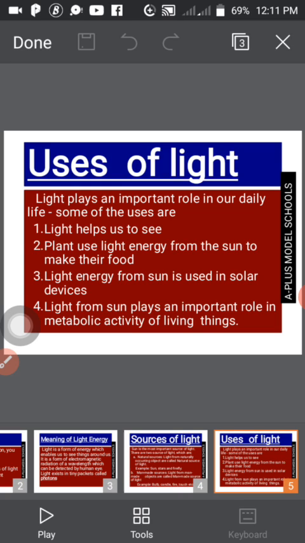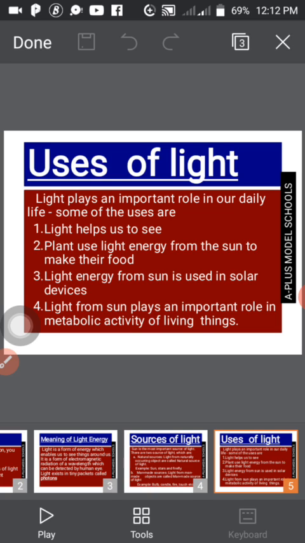And the last but not the least is light from the sun plays an important role in metabolic activities of living things. Like you do hear, early rise sun gives vitamin D, and this vitamin D helps to build some metabolism in living things. And it is with the help of light that we get this vitamin D that helps to build some things in our body. Can you now see that light plays so many roles in our life? Did you understand this?